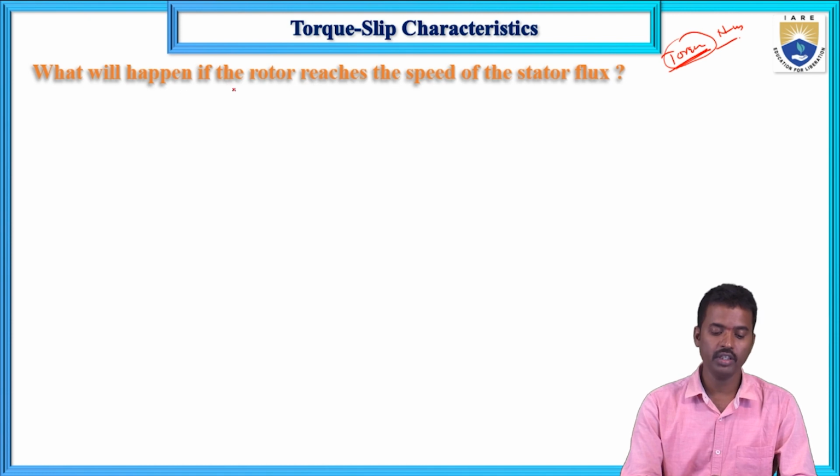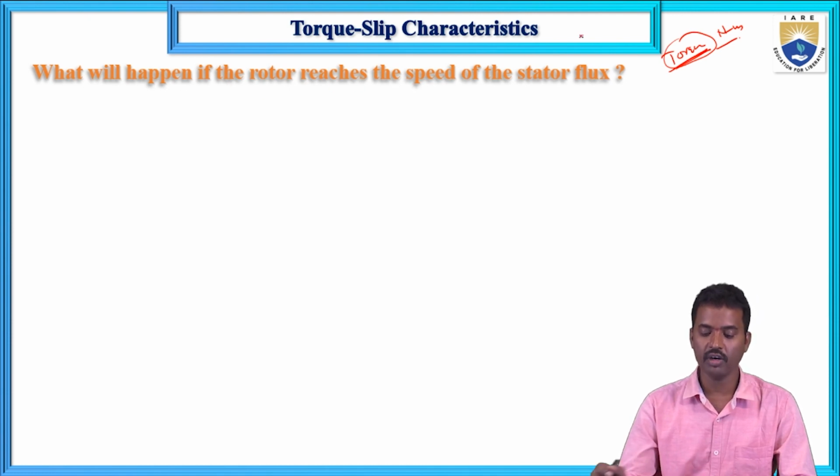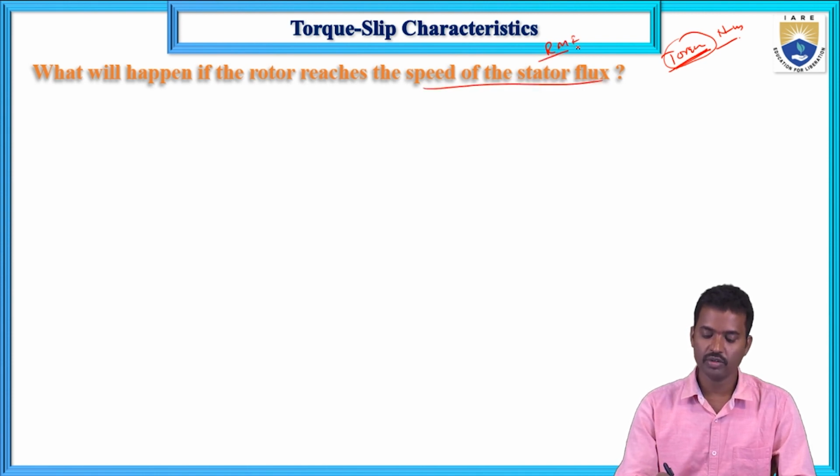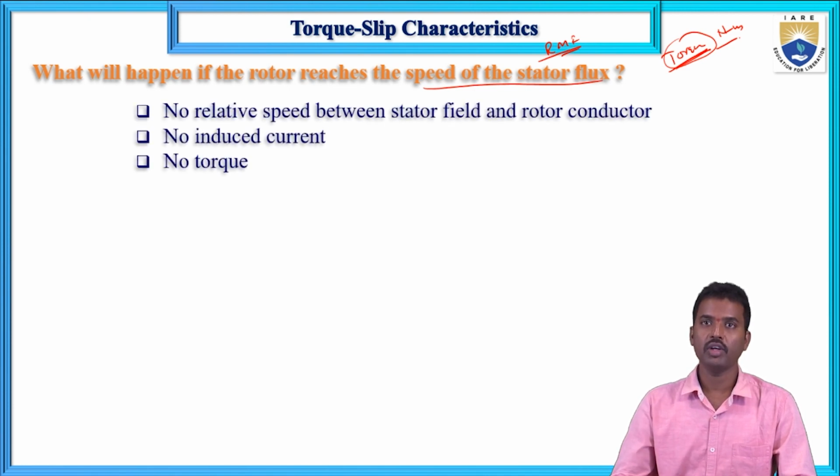What will happen if the rotor reaches the speed of the stator flux? The speed of the stator flux means the RMF speed. So what will happen? There is no relative motion between the stator field and the rotor conductor.